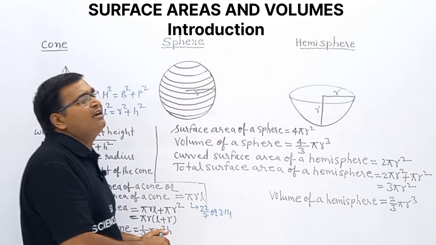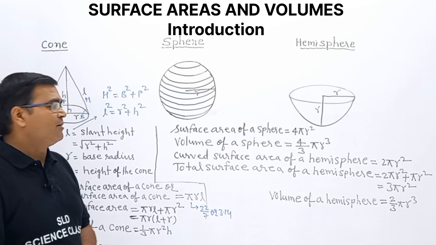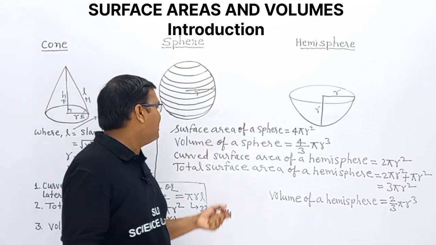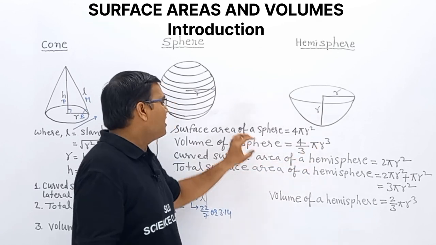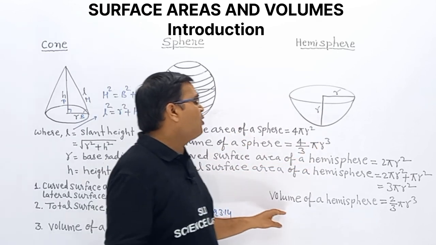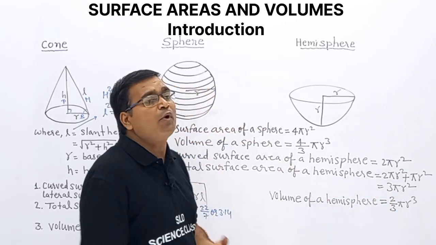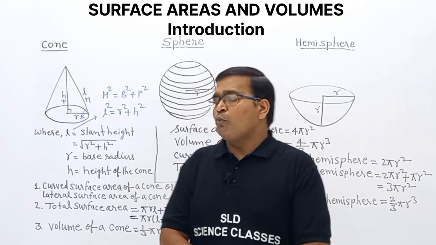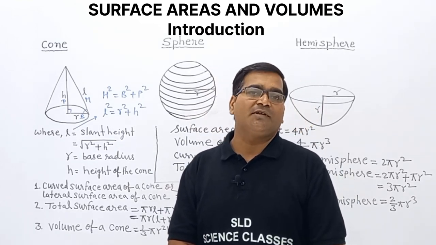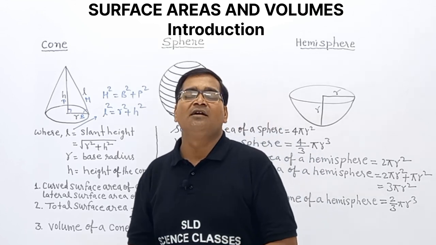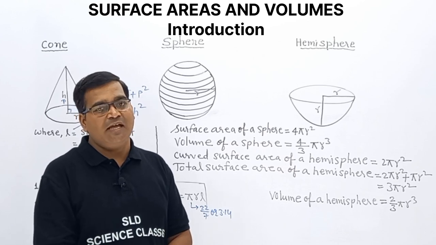Volume means the quantity we have inside. That one is the volume. Clear? Volume of a sphere is 4 upon 3 pi r cube. And half of this will be what? Volume of a hemisphere, and this is 2 upon 3 pi r cube. So these are the required formulas to study the surface area and volume chapter. Once we know these formulas, then we can easily solve questions linked to the surface area and volume chapter.